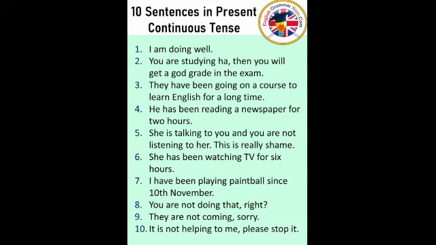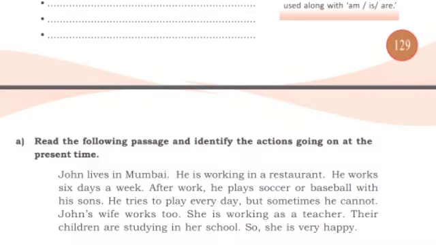Please stop it. Here in all these examples, have you noticed, children? The ing form of the verb is used. And along with the subject, is, am or are is used. So the format of present continuous tense: subject plus is or am or are plus verb plus ing. Now read the following passage and identify the actions going on at the present time, at the same time.